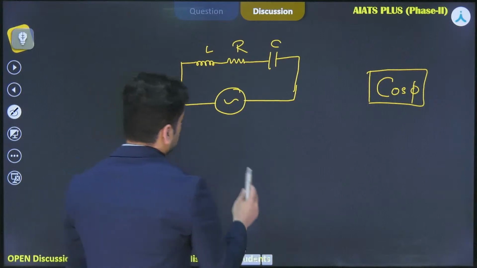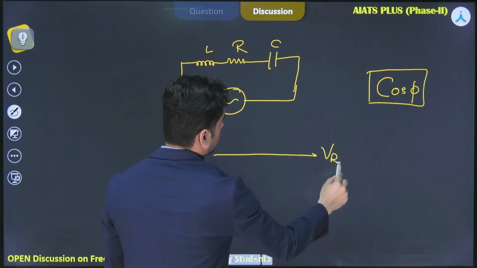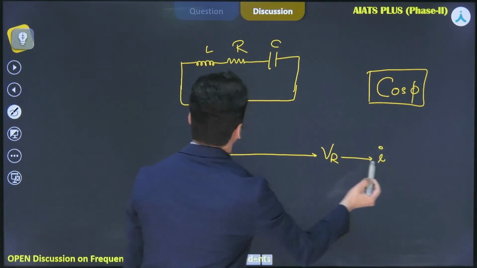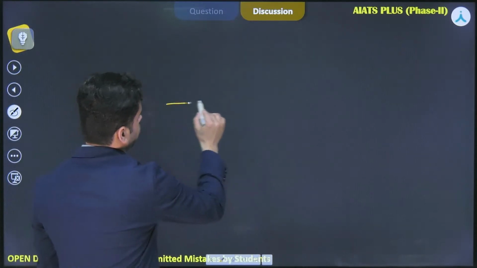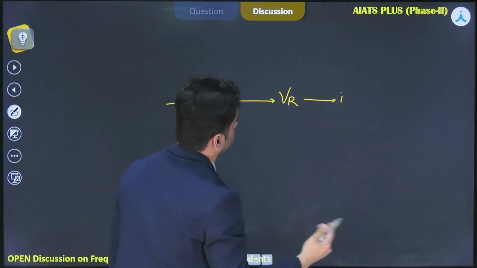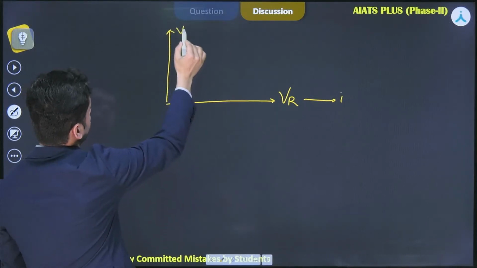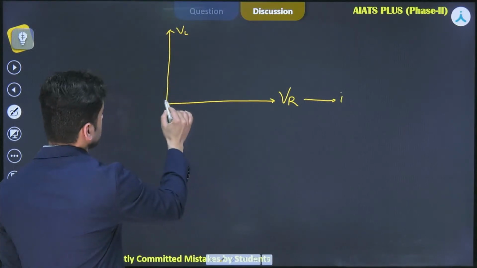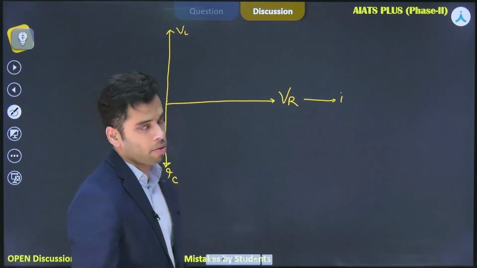Now, if I try to draw the triangle, VR, the voltage across the resistor, will be in this direction, and obviously the current flowing through this is also going to be in this direction only. I'll draw in the next page. So VR is over here, current is also over here. They are in the same phase. Voltage across the inductor leads the current by a phase difference of pi by 2, and the voltage across the capacitor lags the current by a phase difference of pi by 2, right?